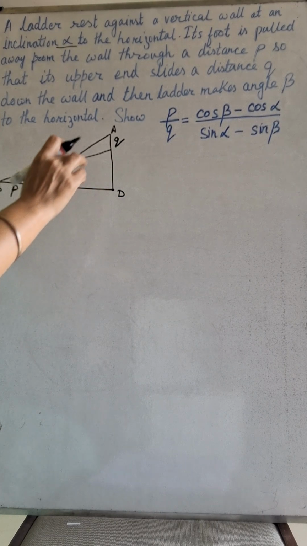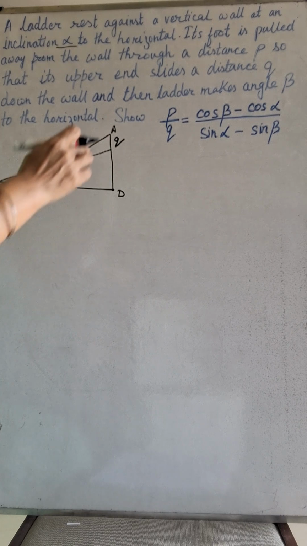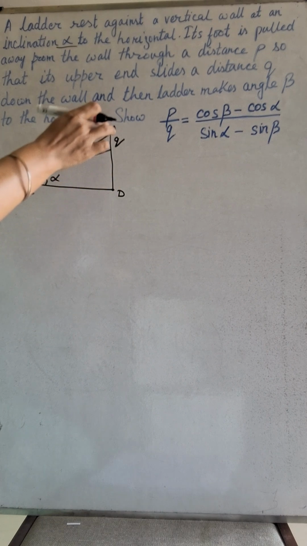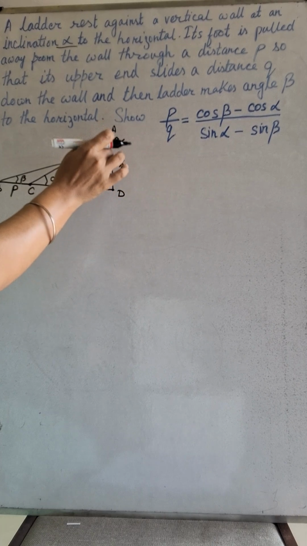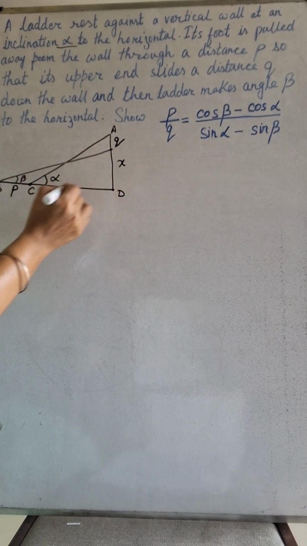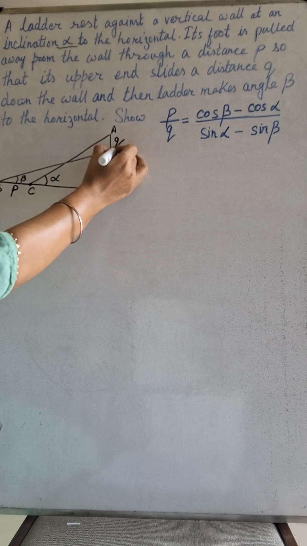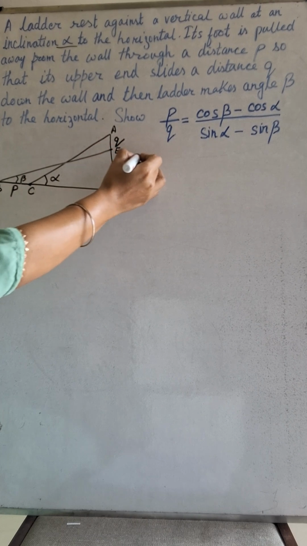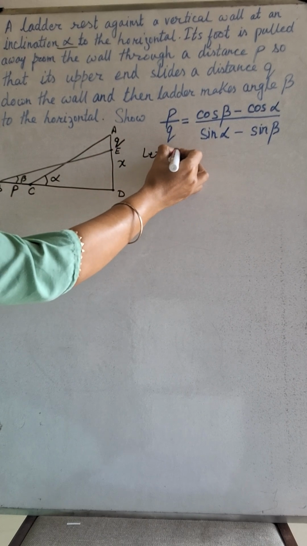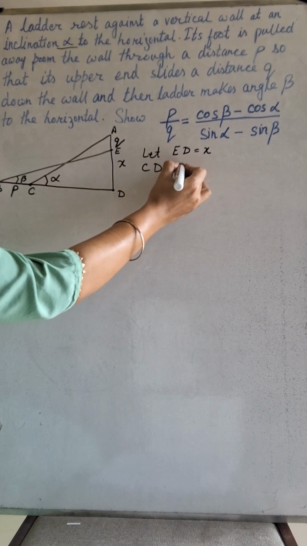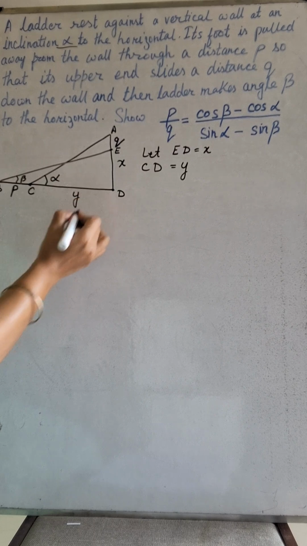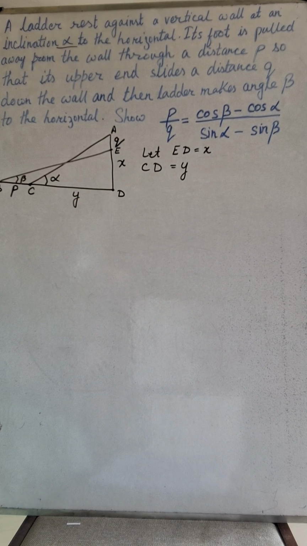Now children, whenever we are calculating any angle, I need the complete length. So I am putting an x for this distance from here till here. Similarly from C to D, let me mark it as E. Let ED be equal to x, and CD I am naming as y. Don't worry, later on we have to substitute these values because these values are not coming in our proof. So we'll start from sine alpha.